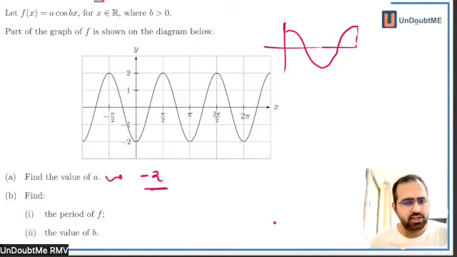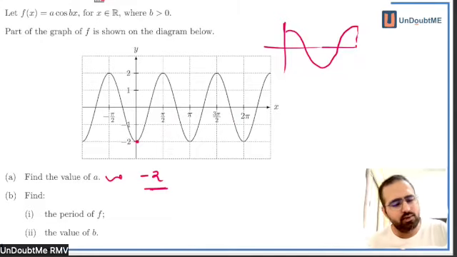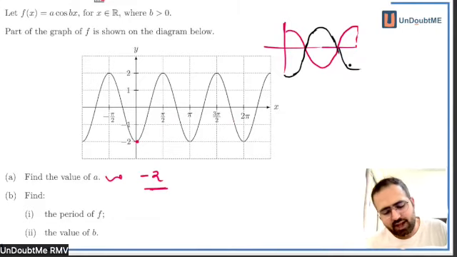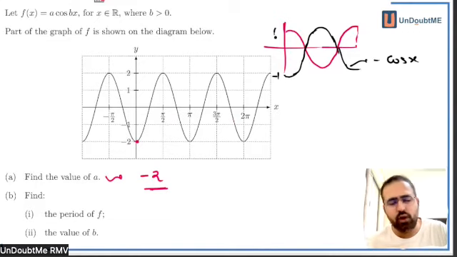Next, period of f. Now for period, you just need to observe the repeatability, from where to where it is repeating. Can you repeat again? Why is it going to be -2? Because it is starting from the negative. It is a flipped graph. This black color one is minus cos x. Minus cos x actually fluctuates between -1 to 1. Now it is fluctuating between -2 to 2. So the value of a will be -2.